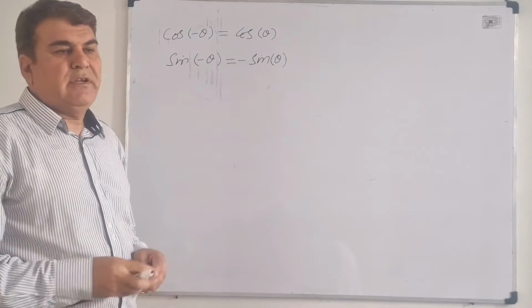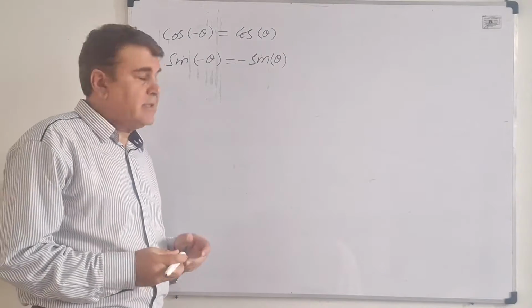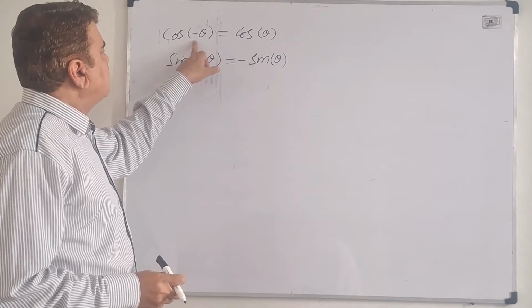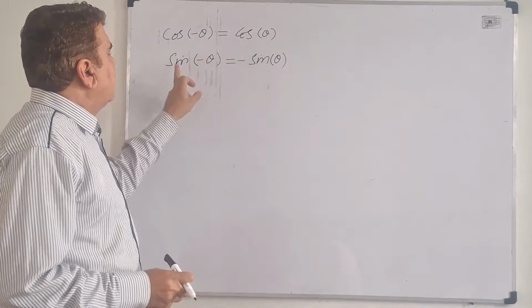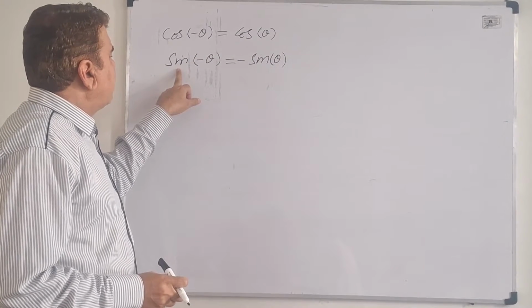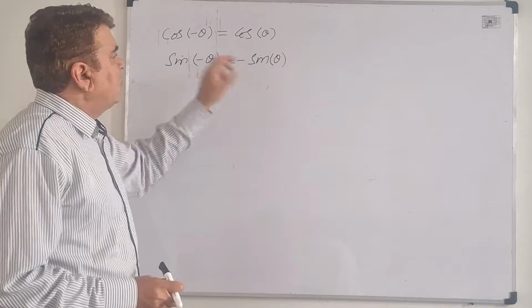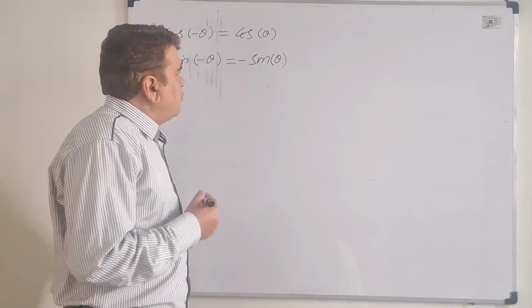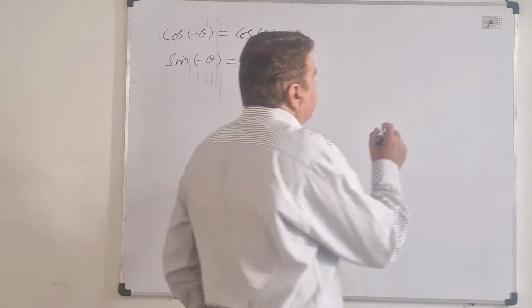In this video, I will let you know how to prove that the cos function is an even function, that is cos(-theta) equals cos theta, and the sine function is an odd function, that is sine(-theta) equals minus sine theta. This is quite easy, and to prove this, we consider the geometry of a circle.